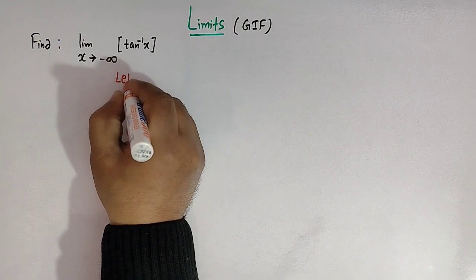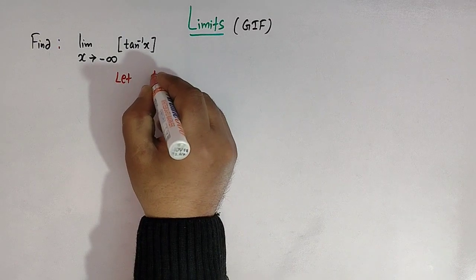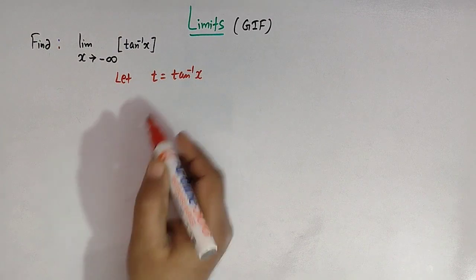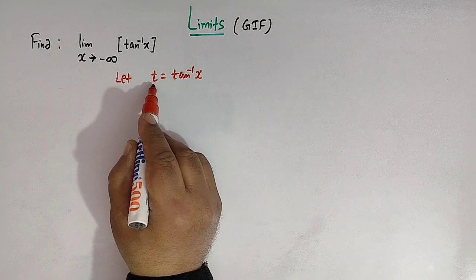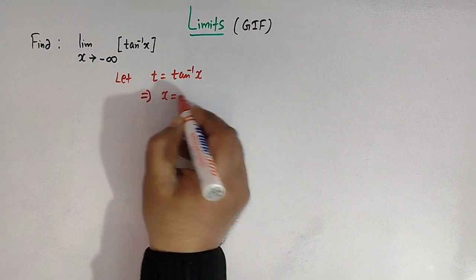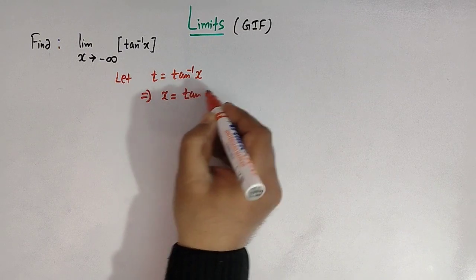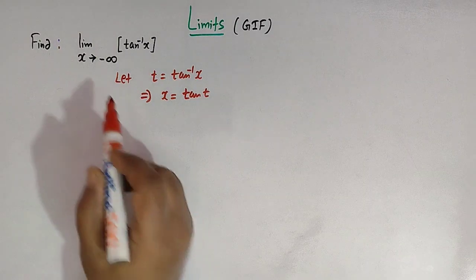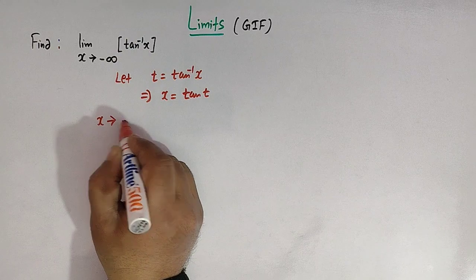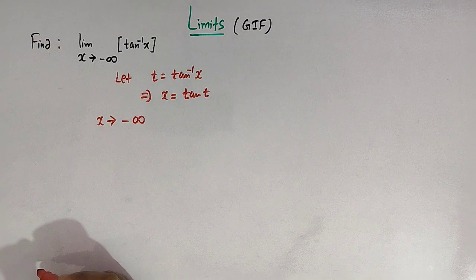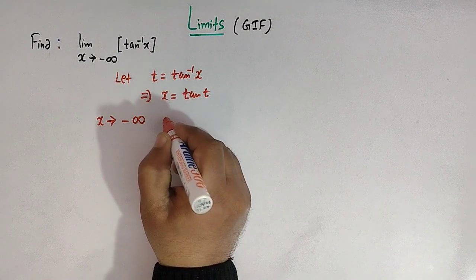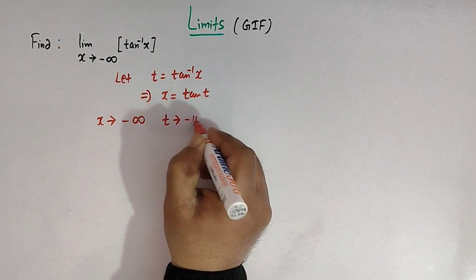So let us substitute here, say t is equal to tan inverse x. We'll make this substitution, t is equal to tan inverse x. So x is equal to tan of t. Now here we see that x is tending to minus infinity. So when x tends to minus infinity, then t tends to minus pi by 2.